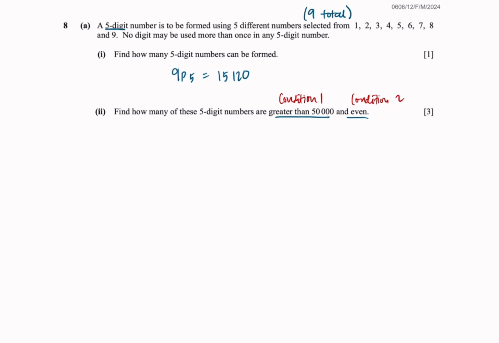Okay, so to do this question, you can kind of visualize it. I will draw 5 underlines to show that it's a 5-digit number. It has to be greater than 50,000, so the first number can be 5, 6, 7, 8, or 9. And to be even, it has to end with an even number, so it'll be 2, 4, 6, 8. And there's no 0, so it's fine.